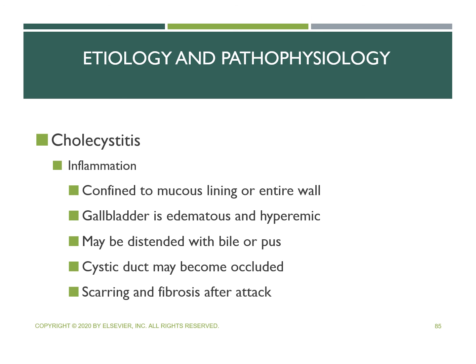So with the inflammation, it could be confined to the mucus lining or it could encompass the entire wall. The gallbladder is edematous and hyperemic, which means there's increased blood flow. It could be distended with bile or pus. The cystic duct could become occluded, and scarring and fibrosis can occur.